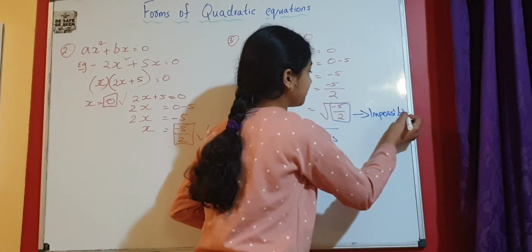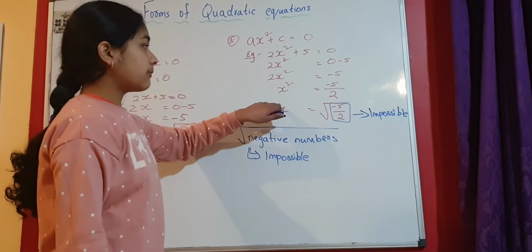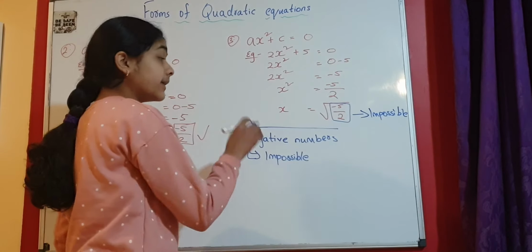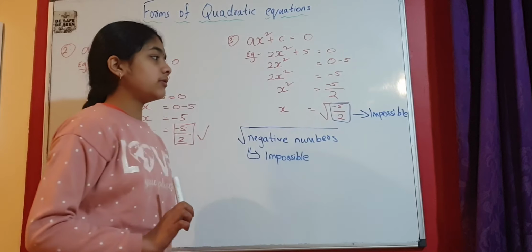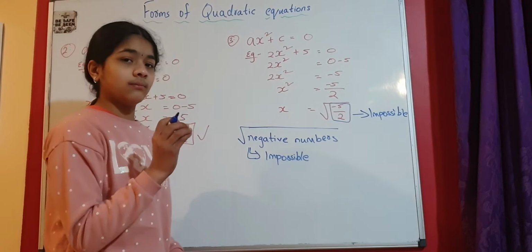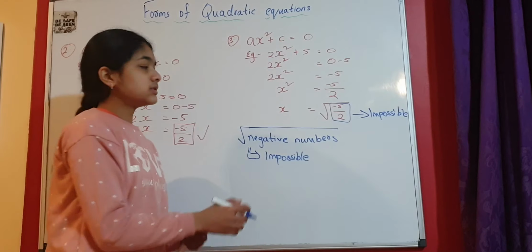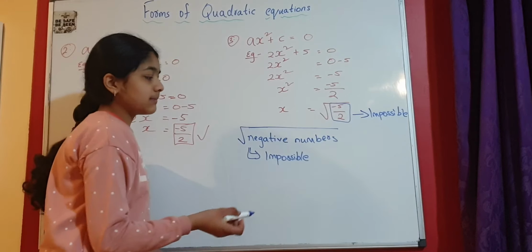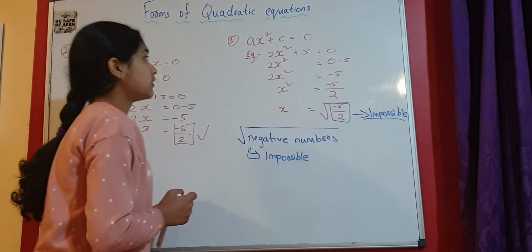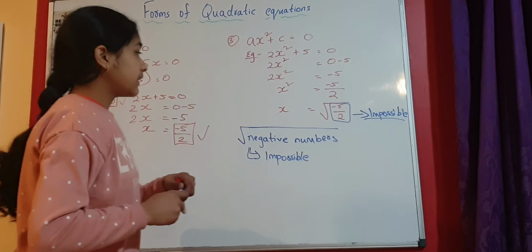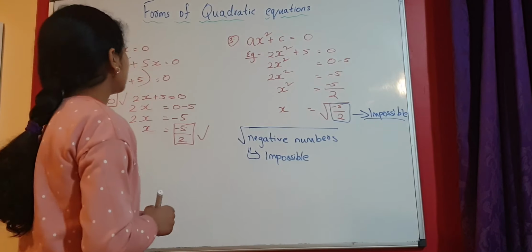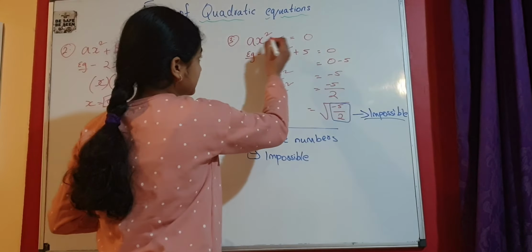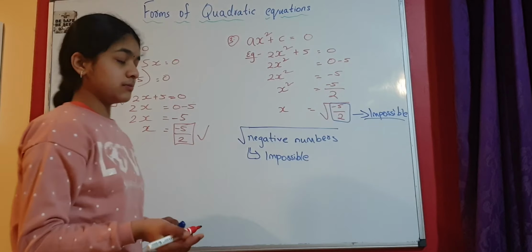Why? Because when we do it by normal algebra, we got x as the square root of minus 5 by 2, and it is impossible to solve because we got the square root of some negative number. If we got a positive number, we can do it. Square root of 9 is 3, square root of 49 is 7, like that normally. But negative numbers mean it is impossible to solve. So in this form, ax square plus c is equal to 0, where bx is missing, it is impossible to solve.